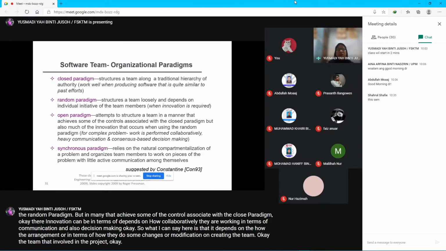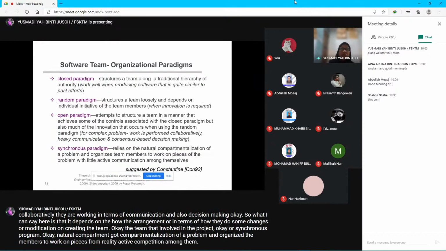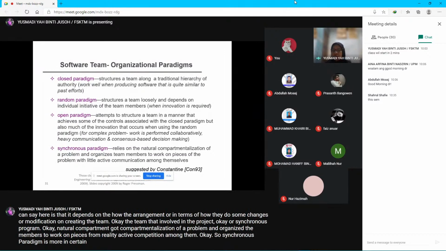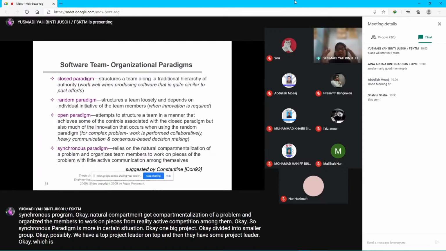Okay, the synchronous paradigm: natural compartmentalization of a problem and organizing team members to work on the pieces, with active communication among them. So the synchronous paradigm applies in certain situations: one big project divided into smaller groups. Possibly we have a top project leader, and then sub project leaders. Okay, so they have a certain hierarchy.